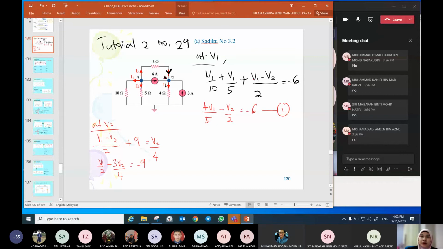Same as at point V2. At V2, 6 plus I3 plus 3 equals I4. Oh, okay. Alright. Now, everyone please calculate.